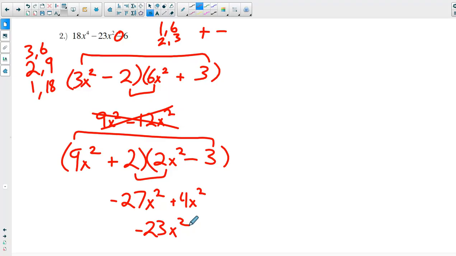And then I can really quickly check and say, well, 9x squared times 2x is 18x to the 4th. That's good. And then I can also do the end of that and go 2 times negative 3 and get negative 6. We got it to match. That's our answer.